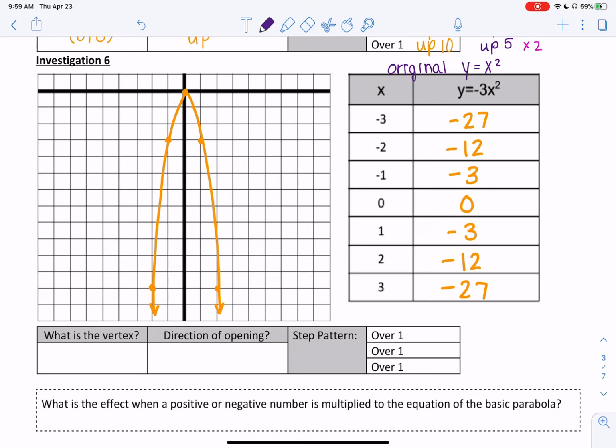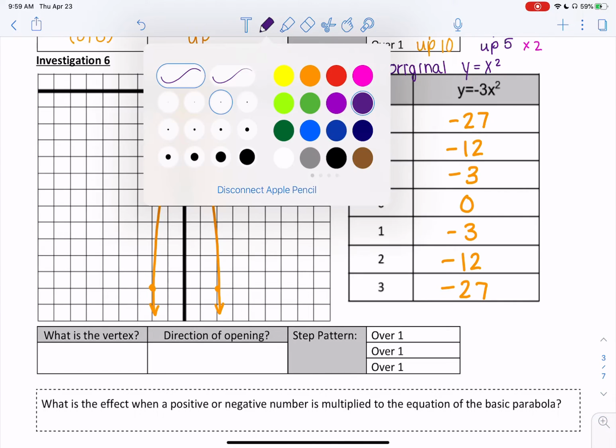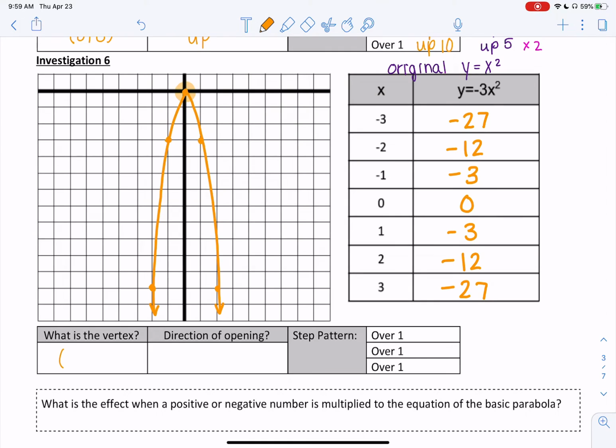So let's go through and fill out the chart at the bottom and look at all the pieces that we need to look at. So first identify our vertex. So my vertex is still at 0, 0. That hasn't changed. It's still starting at the same point. And now my direction of opening is different. This is the first time we saw a different direction of opening. And this time it's facing down and is, in other words, a sad parabola. So it's facing down and it looks like a sad face, so it's a sad parabola.